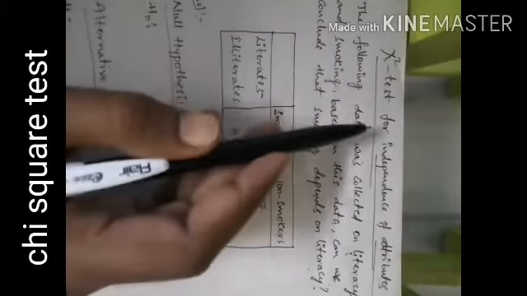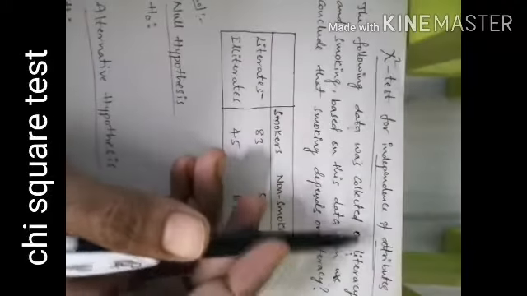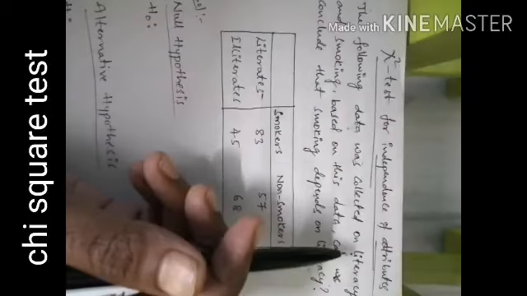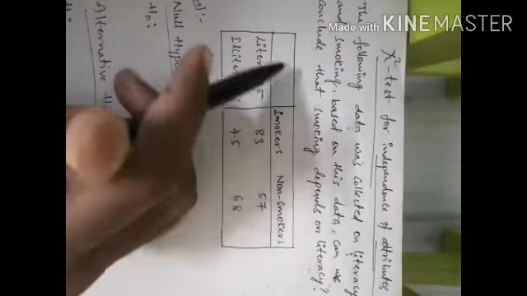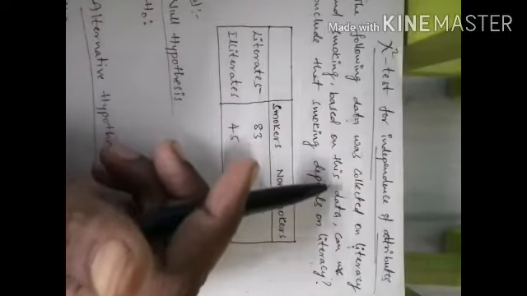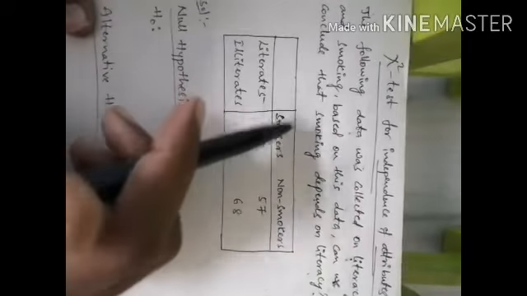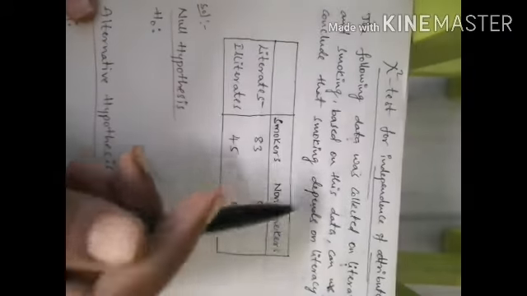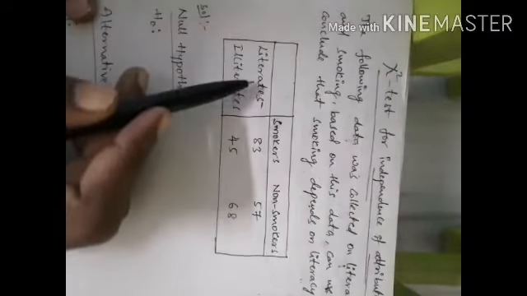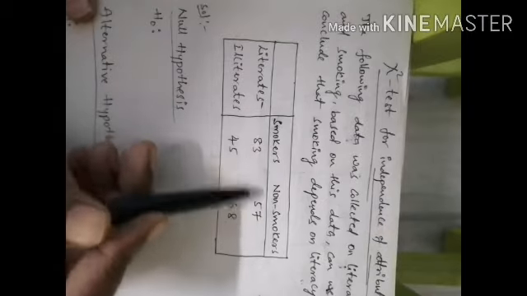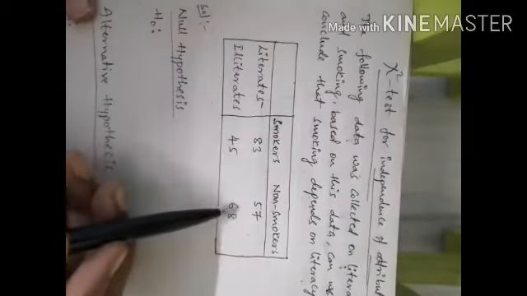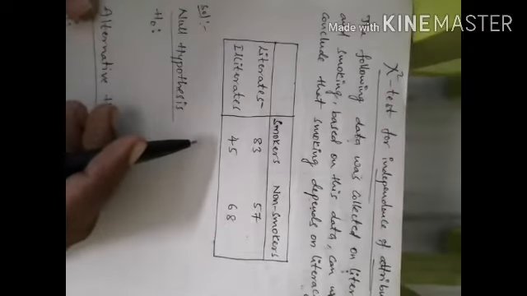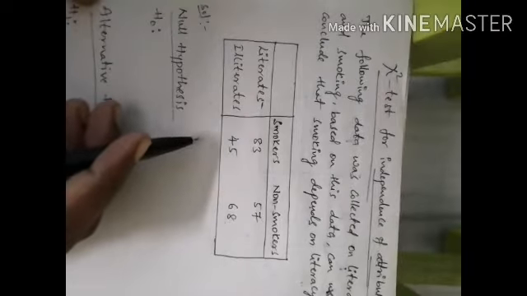So now the chi-square test for independence of attributes. We are seeing an example problem. The following data was collected on literacy and smoking. Based on these data, can we conclude that smoking depends on literacy or not? So these are the given data. Here literates and illiterates, smokers, non-smokers. So the question is, can we conclude that the smoking depends on the literacy?